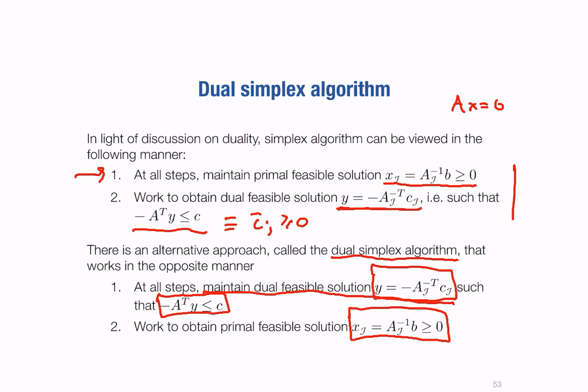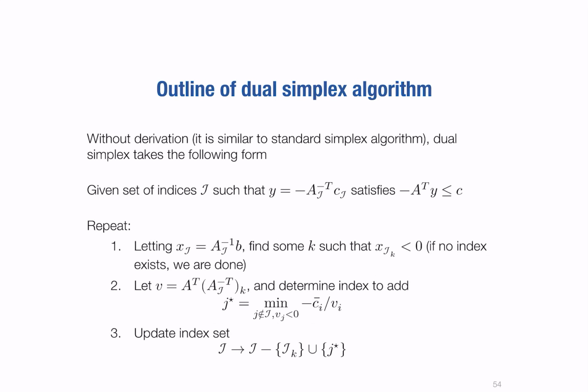I'm not going to do that. If you want to try to do that on your own, that's a very good exercise to make sure you understand these things. I'm just going to give you the final snapshot of what this does. What the dual simplex algorithm does is it requires that we start at a set of indices script J such that y equals this thing. This is my dual candidate solution. It satisfies negative A transpose y is less than or equal to c.